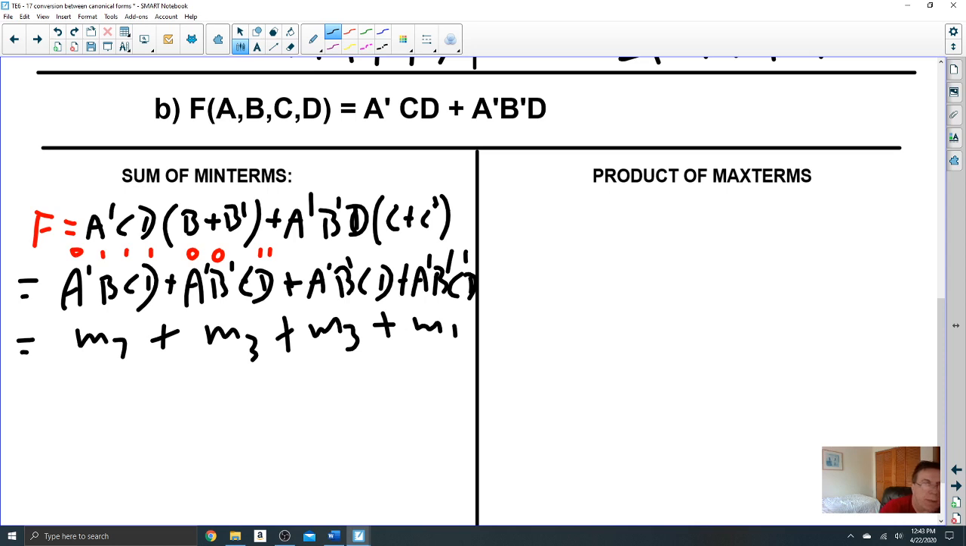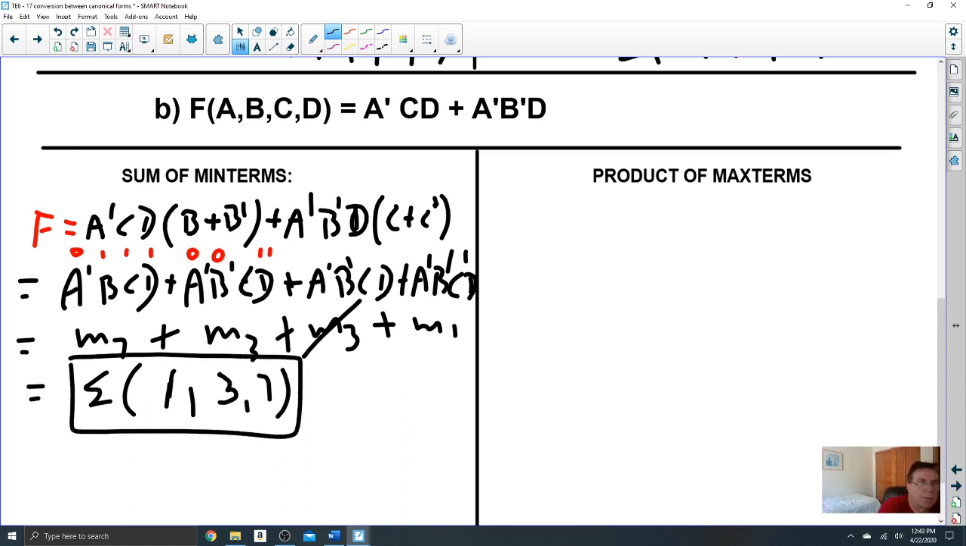Okay, so we have the following. We have minterm 3 that repeats itself. So we're going to cross out one of the repeats, because m3 plus m3 is just one m3. Like a plus a is a, minterm 3 plus minterm 3 is just one minterm 3. So now we have the following. Sum of minterms 1, 3, and 7. Okay, now product of maxterms.